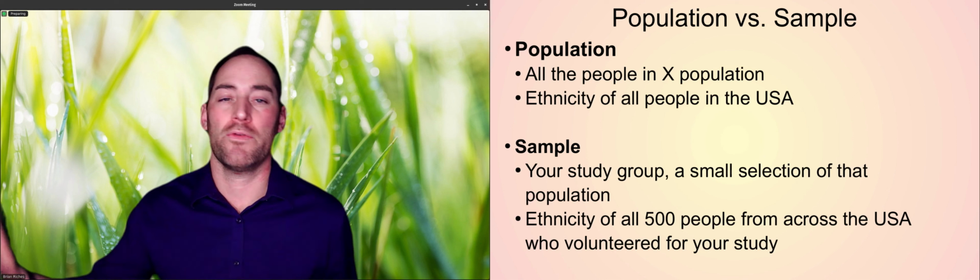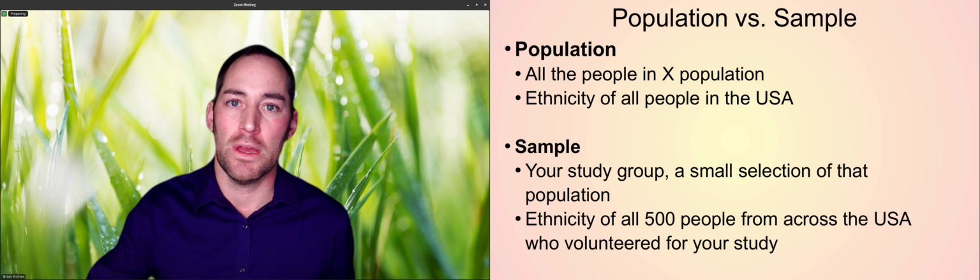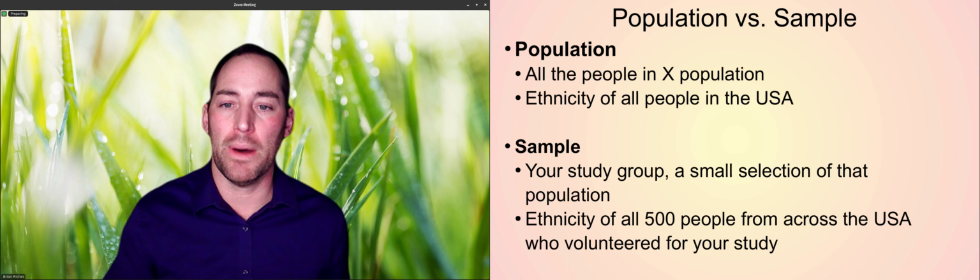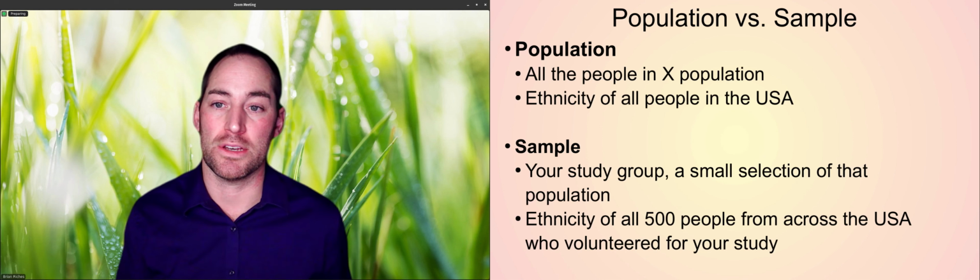Maybe there's more people from California or more people from Hawaii or more people from New York in my sample, but that's my sample, right? And then I'm going to infer something about the population.